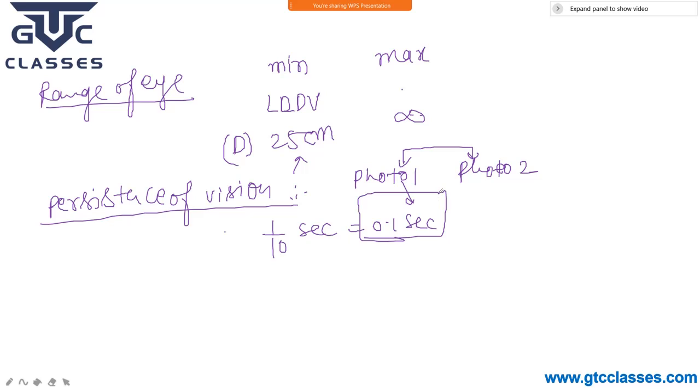Let's say you saw one image and you kept your eye closed. Still it will be there for 0.1 second. During that 0.1 second, if you see the second image also, you will not be able to recognize that you have seen two photos. You will say, I have seen only one photo. This is called persistence. That means in order to see two different photos, there should be a time lag of 0.1 second minimum. Maximum can be anything. This we call the persistence of vision. Clear?